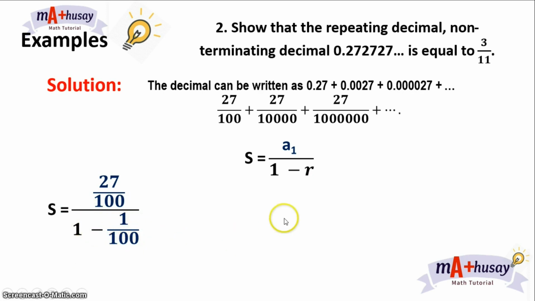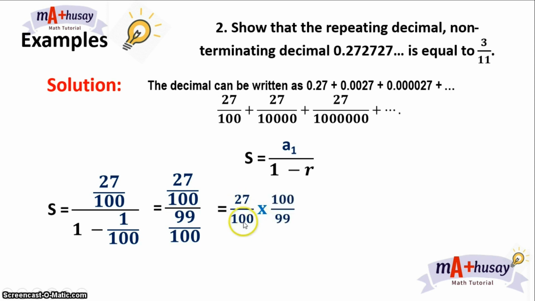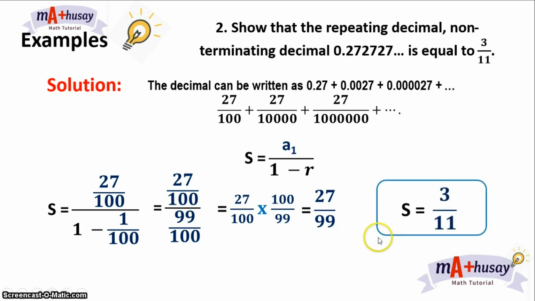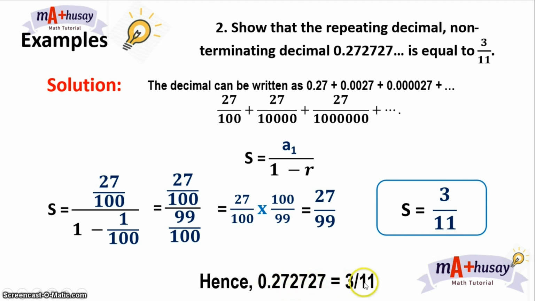1 minus 1 over 100 is just 99 over 100. To simplify 27 over 100 all divided by 99 over 100, we get the reciprocal of the denominator. So, we have 27 over 100 times 100 over 99. From this, we can cancel 100. So, we have 27 over 99. You can simplify this fraction into 3 over 11. So, we have shown that the repeating non-terminating decimal 0.272727 is just the same as 3 over 11.